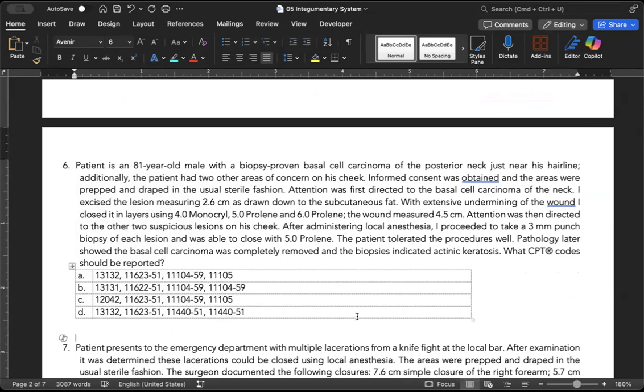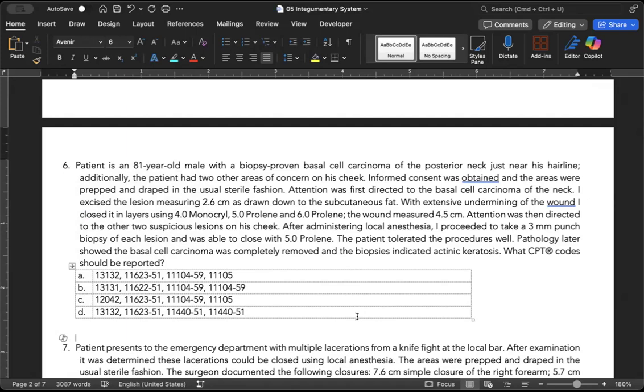Okay. Number 6. Patient is an 81-year-old male with a biopsy proven basal cell carcinoma of the posterior neck just near his hairline. Additionally, the patient had 2 other areas of concern on his cheek. Informed consent was obtained, and the areas were prepped and draped in the usual sterile fashion. Attention was directed to the basal cell carcinoma of the neck, and I excised the lesion measuring 2.6 centimeters as drawn down to the subcutaneous fat.